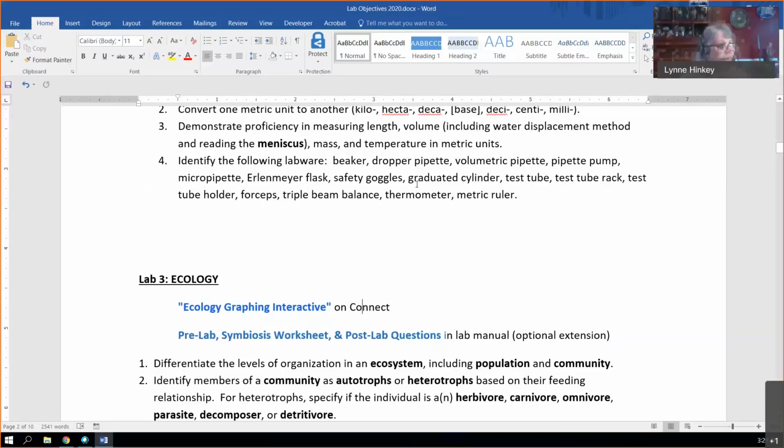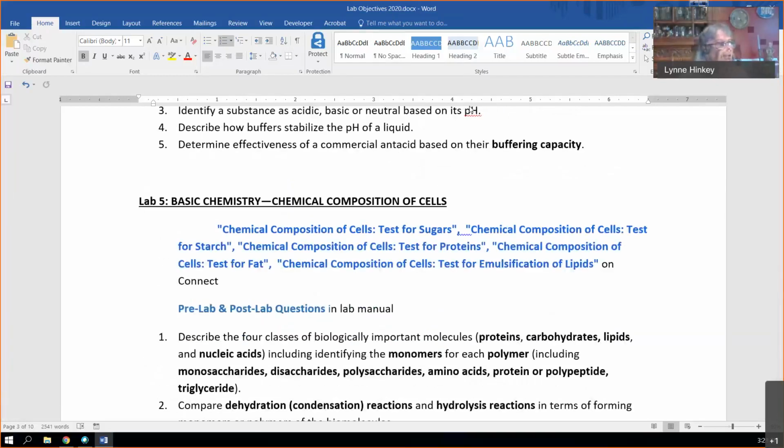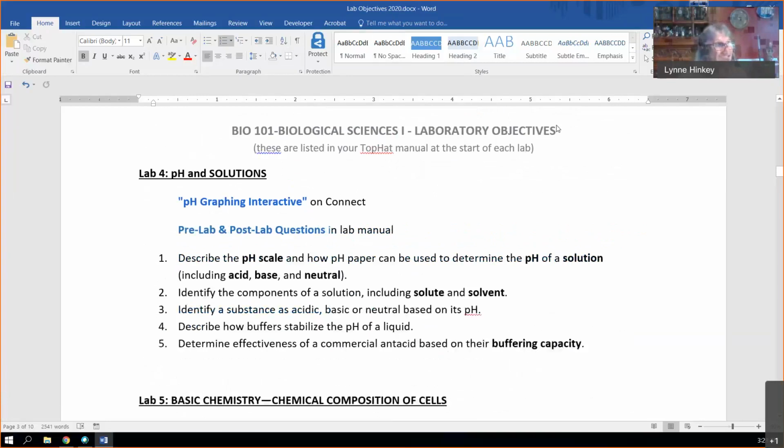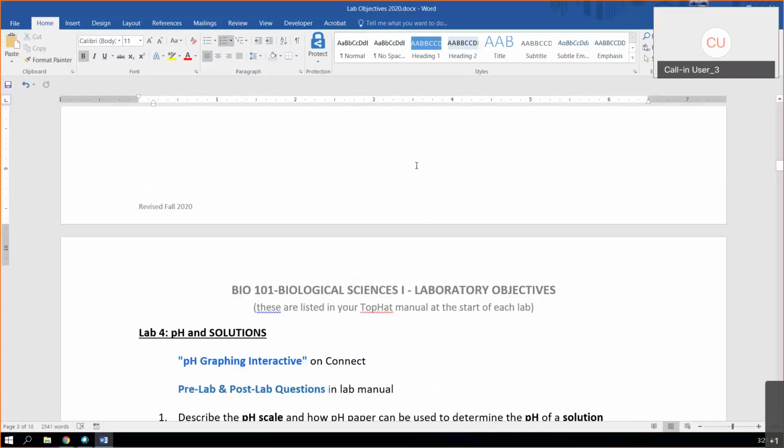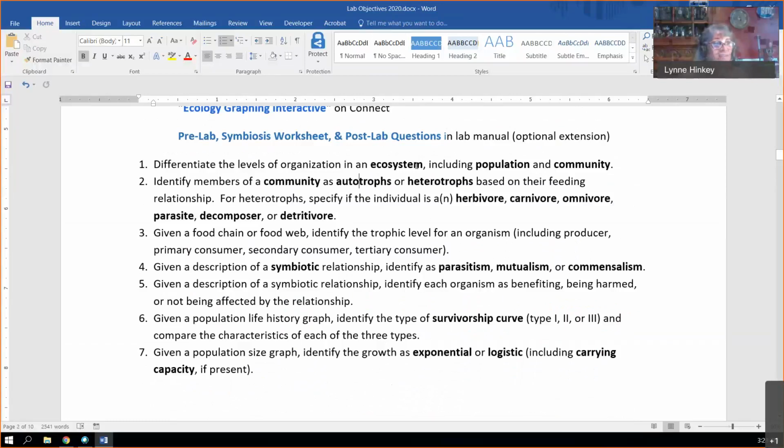The ecology lab. Let's see. Oh, here we go. Ecology was my lab. That's a good one. So that one, it's really knowing the terminology. So really going over and remembering the order.